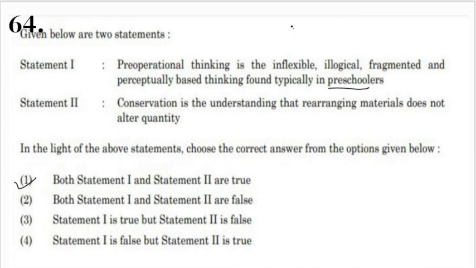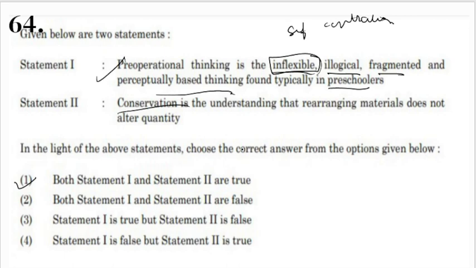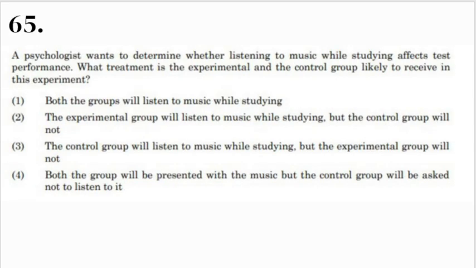They are so much self-centered. There is centration, so their thinking is very inflexible. They just think from their own perception. They're not able to think from others' perception. It is illogical, fragmented, and perceptually based thinking, which is found in preschoolers. Statement 1 is correct. Conservation is understanding that rearranging material does not alter the quantity. So shifting water from a container to a bowl will not change the quantity of the water. That is the law of conservation.